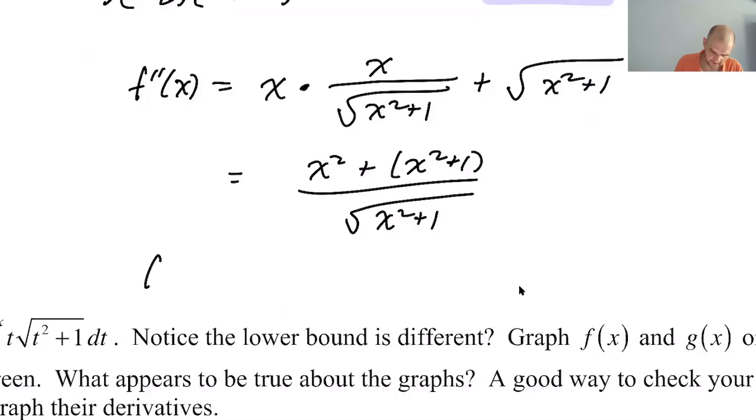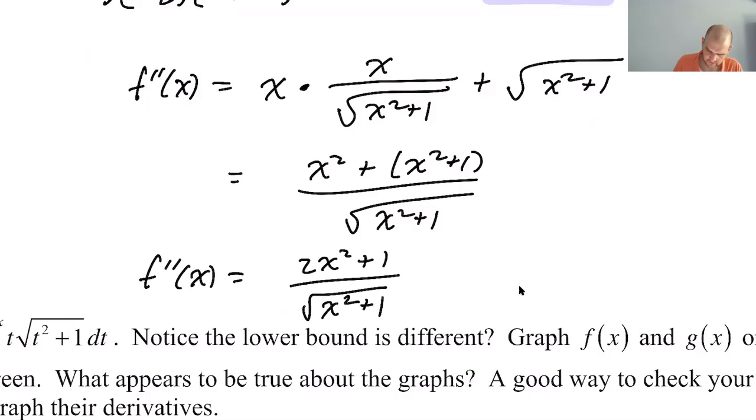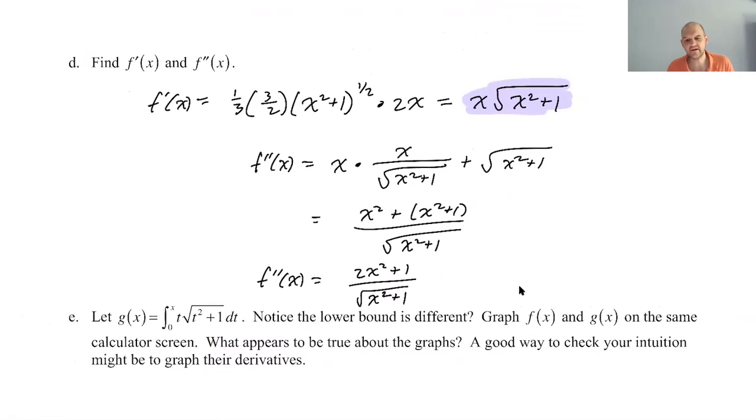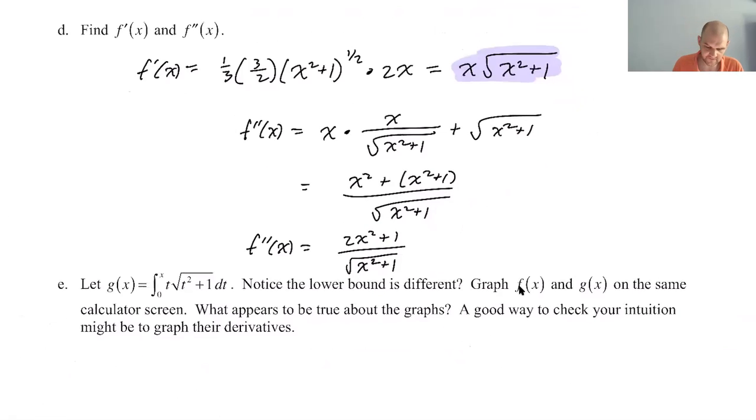So f double prime, again, other than practice, there's no real reason to do this. X squared plus 1. That, I believe, is our second derivative. And then, so think it through, right? What did we say we thought would happen for this next thing?